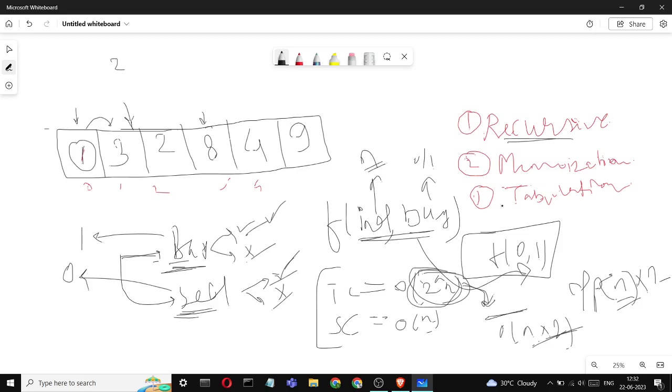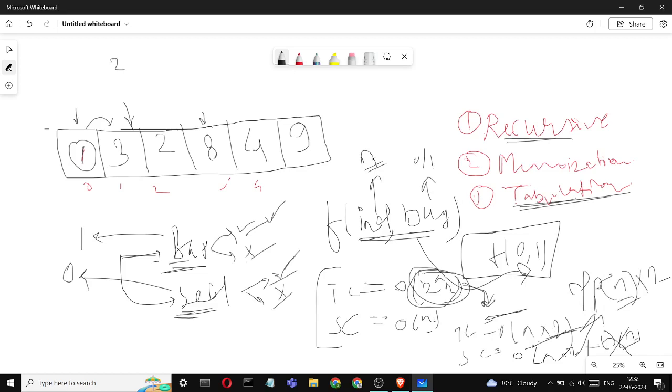Right. So next we'll be seeing tabulation. For memoization the time complexity is okay, but the space complexity will be order of n cross 2. Why n cross 2? Because you are using this dp table, and plus you will be using the stack space, right? So we can actually remove this stack space. How? If we use tabulation.